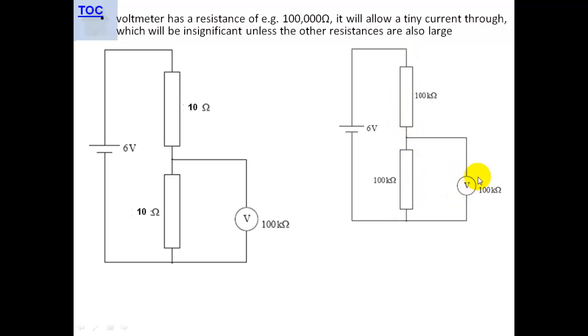So this will be basically a 4 volt drop across here and a 2 volt drop across here, because this has a resistance which is similar to this one. And you can do that. You can find out what is going to be the combined resistance of these two resistors.